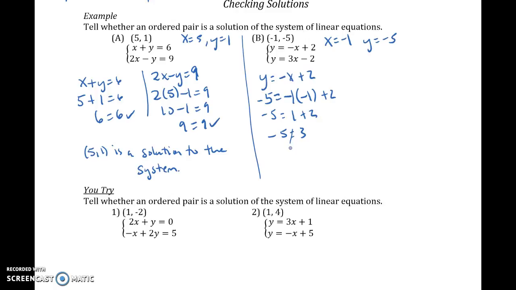So if one equation doesn't work, I don't even have to bother with the other one. It's just not a solution. So no, -1, -5 is not a solution. And again, if I want you to explain, you would tell me because it doesn't check for the equation y equals -x plus 2. Okay? So go ahead and try 1 and 2 for your U-try, and let's see what we get.